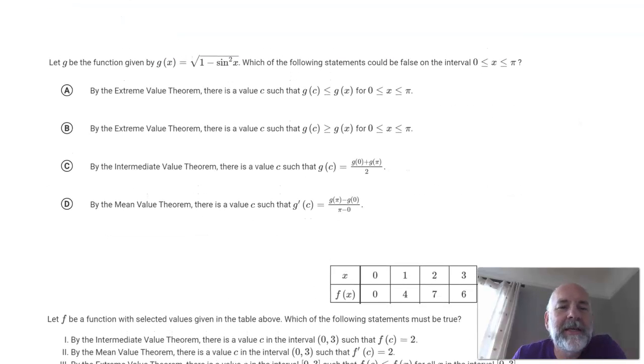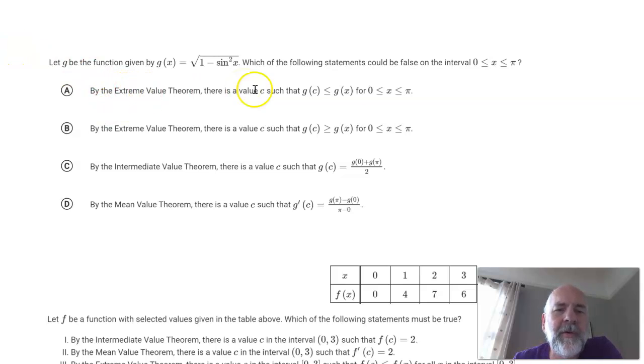So this one says, by the extreme value theorem, there's a value c, they use c instead of d, such that g of c is less than or equal to g of x over this interval. So first you have to look and say, is this thing continuous? Well, as long as I'm not square rooting a negative, I'll be okay. And sine x can only be between -1 and 1, and then I square it. There's no way I'm going to get a number bigger than 1 out of this, and so I'm always going to be defined, and this thing's going to be continuous.